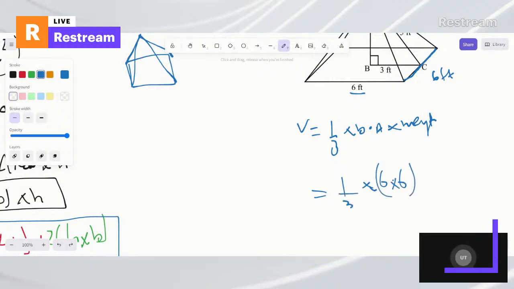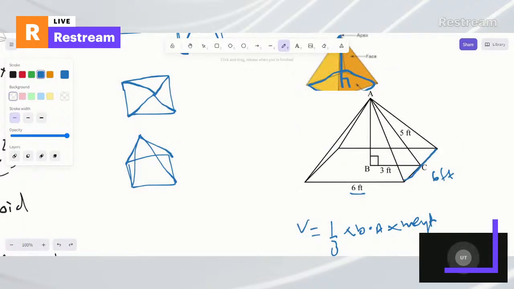Now it's 1 over 3. What's the height of the shape? The height is unknown to us. This is the height, but we know the slant height of the shape, and we also know this little length right here. So we can definitely find out the height of the shape. How are we going to find it?